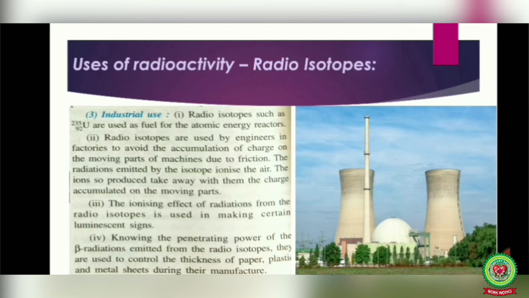If beta particles penetrate through a paper, we can note its thickness. And if I am making a second paper, and the beta particles are not able to penetrate, that means the thickness is different. So they are able to detect or control the thickness of paper, plastic and metal sheets during their manufacture.